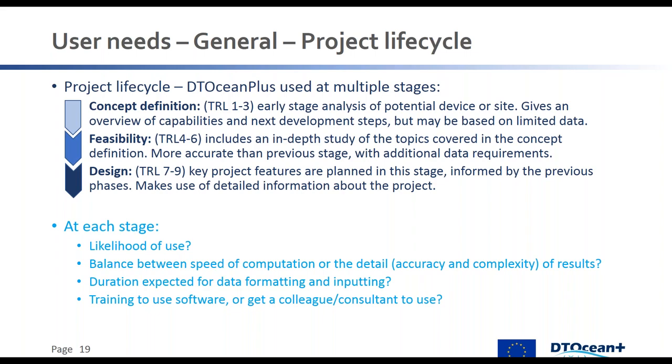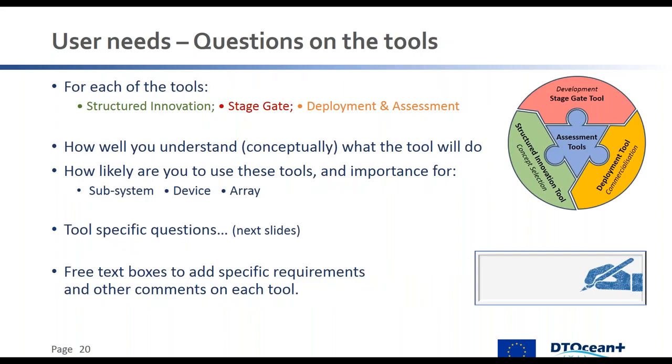This is trying to understand a realistic expectation of timing here, rather than how fast you would love the software to run. We know that you always want things to run faster, but this is more about getting a realistic expectation. And finally, looking at whether you'll be likely to get training yourself to use the software, or if you get a colleague or perhaps a consultant to run this for you. There are also some questions on usability and compatibility with other software, but these should hopefully be self-explanatory, so I'm not going to cover them in any detail.